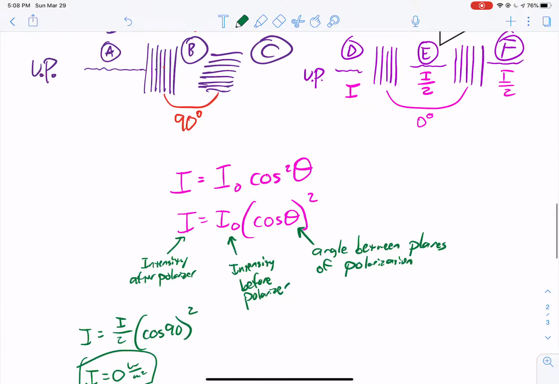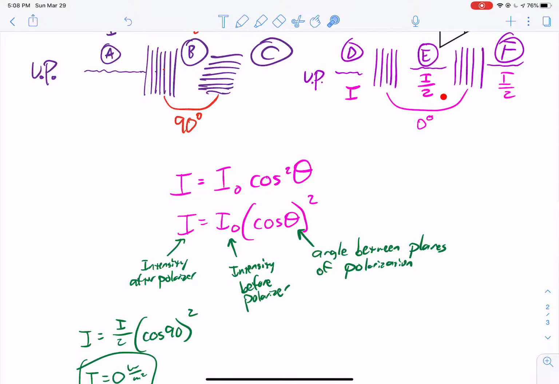Same thing on the right side. We're going to start with an intensity of I over 2. So intensity equals I over 2 cosine of 0 squared. If you know your trig functions, cosine of 0 is 1. 1 squared is 1. 1 times I over 2 is I over 2. So the intensity is I over 2. We can see this law definitely works pretty well.